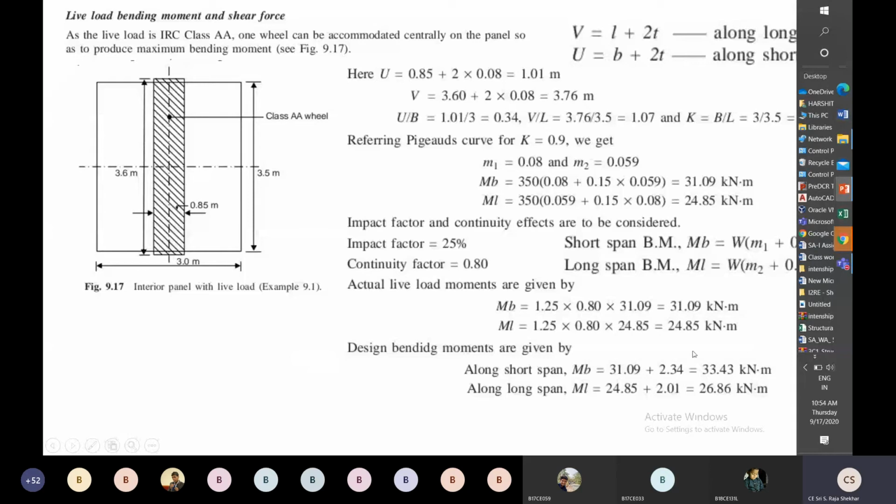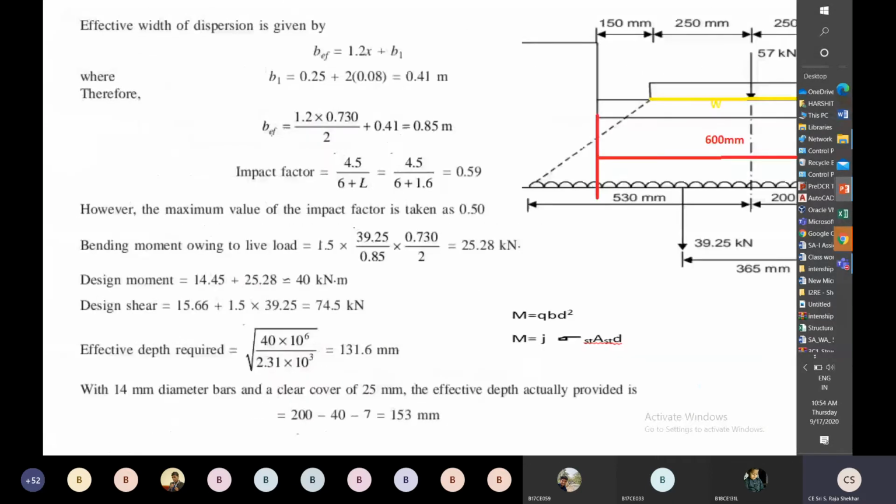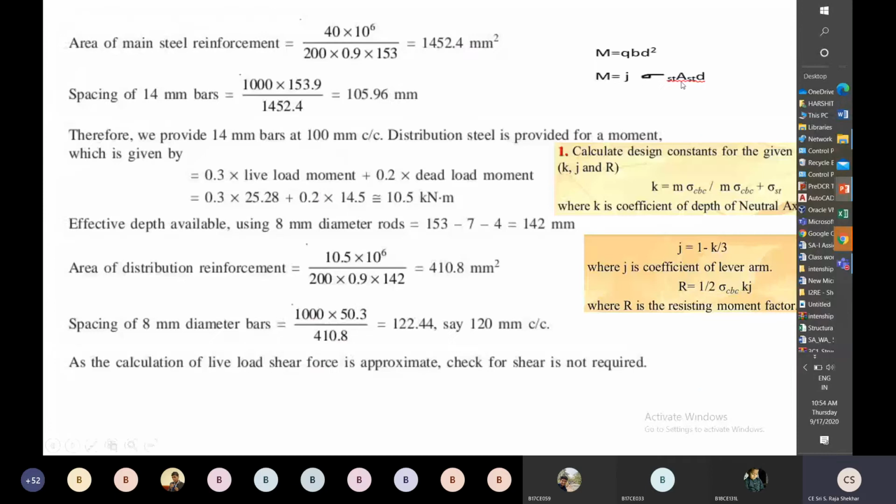Along the shorter span, the moment is 33.43. For the calculation of AST along the shorter span, we'll use this moment, 33.43. For the calculation of area of steel for the longer span, we'll use this moment. What is the formula we need to use for the calculation of area of steel? M is equal to J into sigma ST into AST into D.